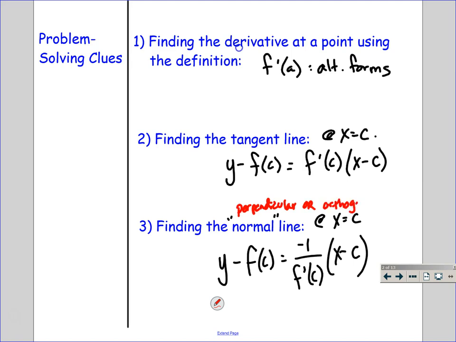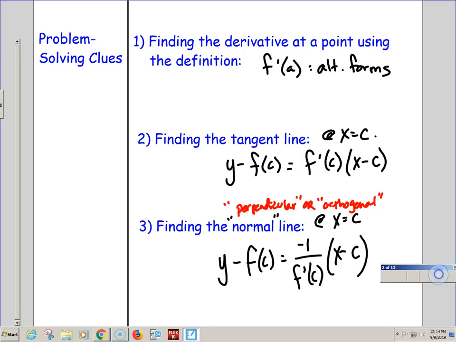Orthogonal. Orthogonality. So it could be perpendicular, could be normal, could be orthogonal. It all means the same thing. And the only thing that changes is the slope, and the slope is found by the derivative, so it's the opposite reciprocal of the derivative.